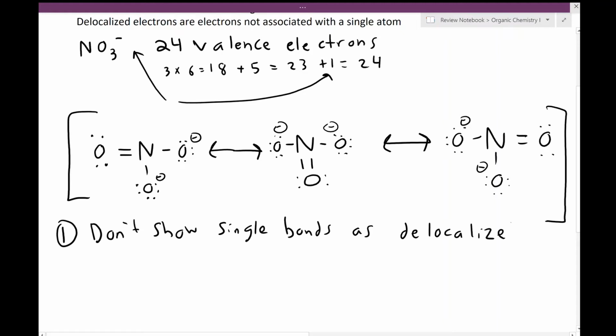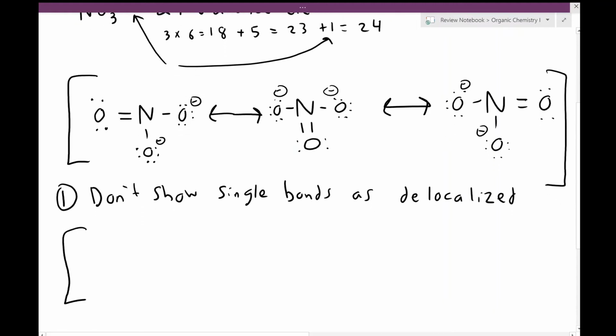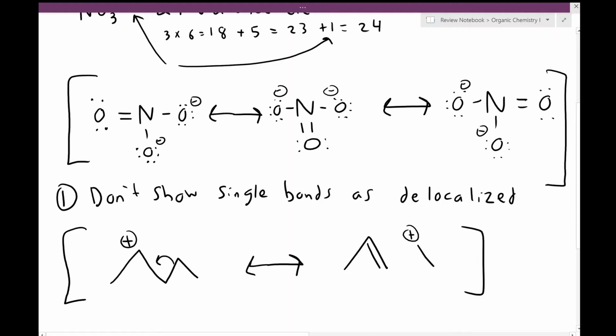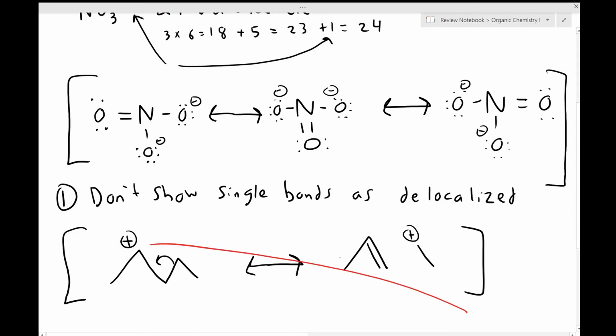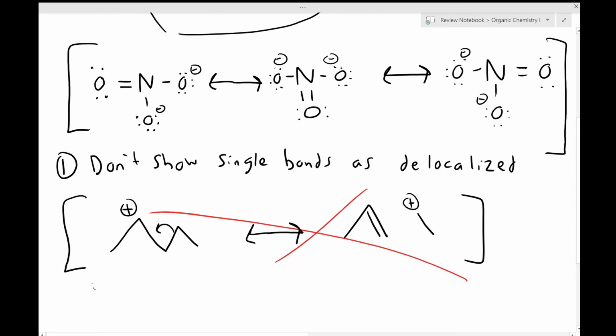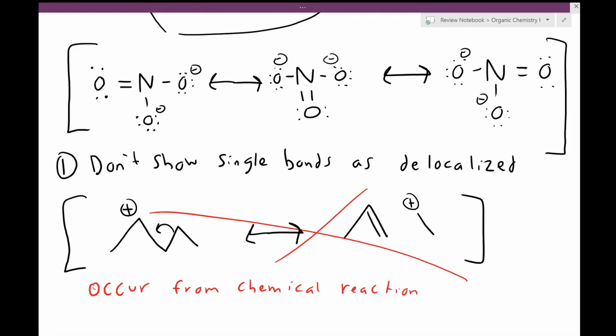What I mean by that, say we have this atom with a positive here, and you want to move the electrons. The bond kind of breaks, and then you have this being positive. This is a no-no. This would occur from a chemical reaction. Resonance is not that.